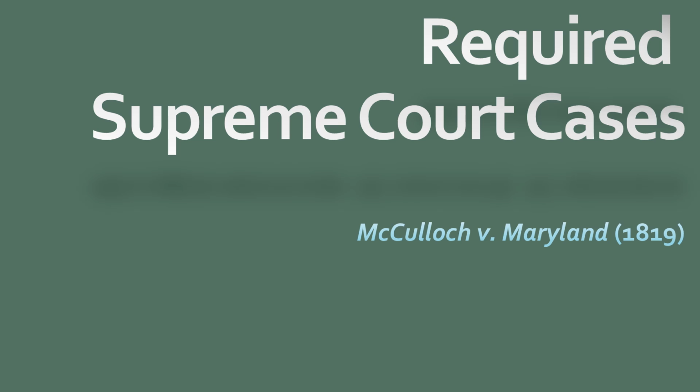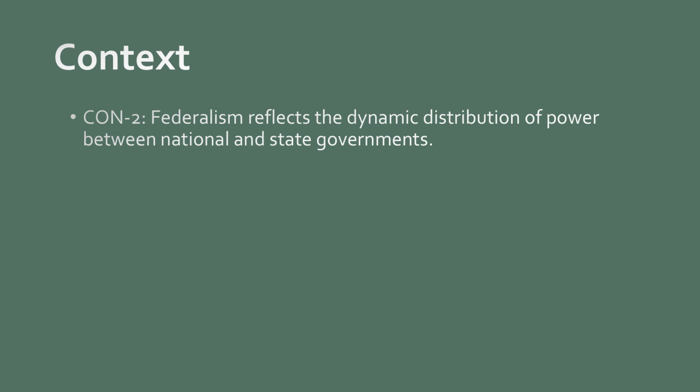All right, welcome back. This is our first required Supreme Court case, McCulloch versus Maryland. All right, so the context that we want to keep in mind, federalism reflects the dynamic distribution of power between national and state governments. This case is all about that relationship, national and state, how the power gets divided up.